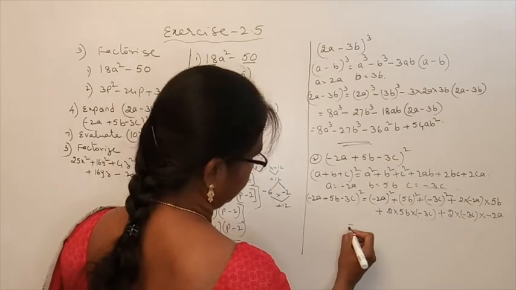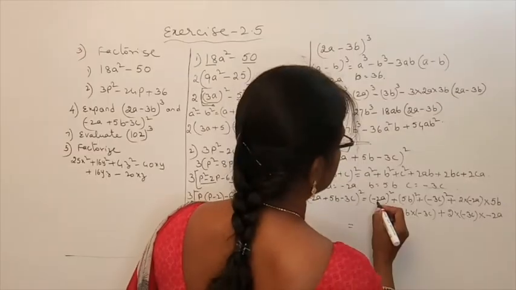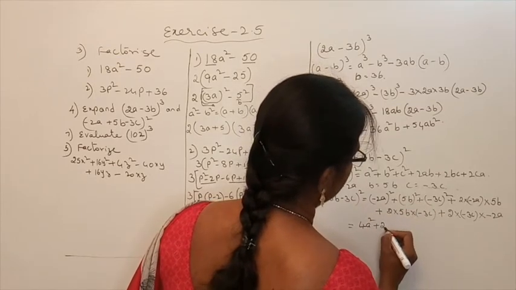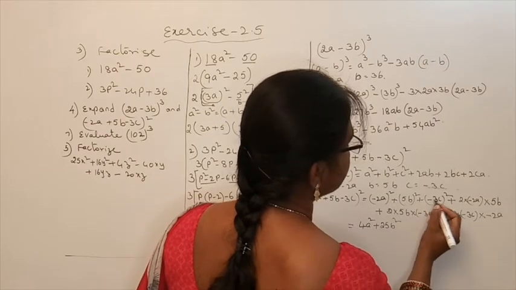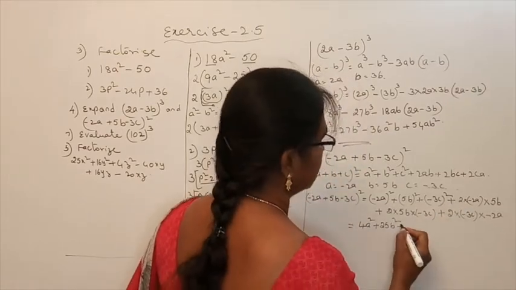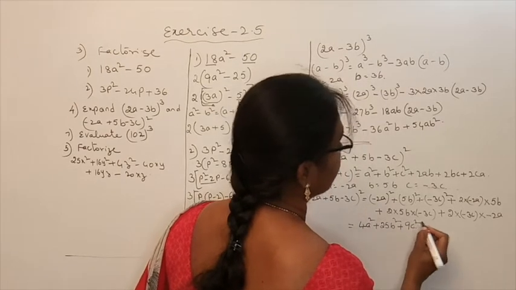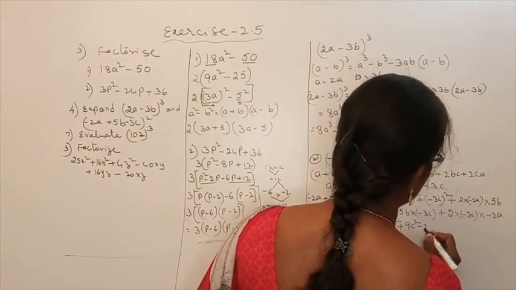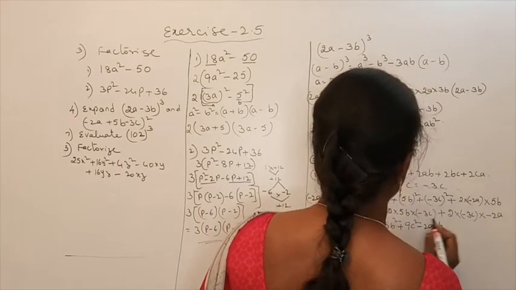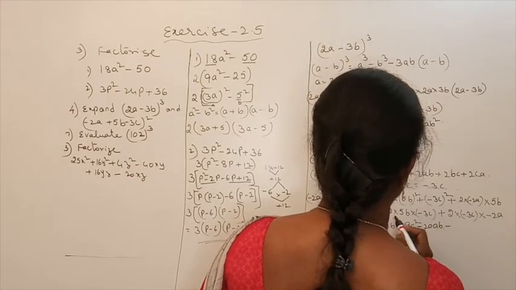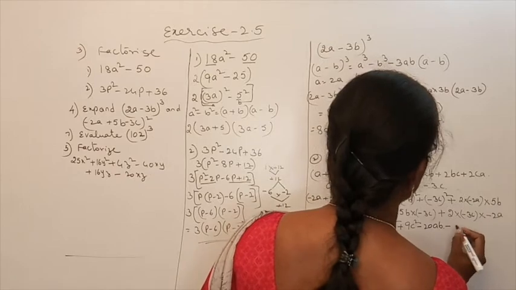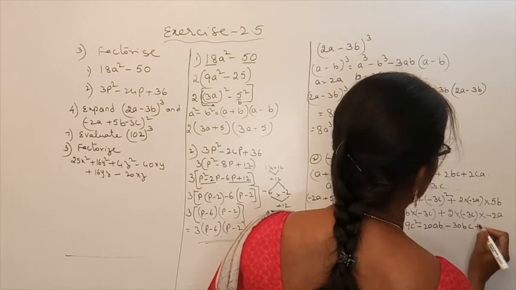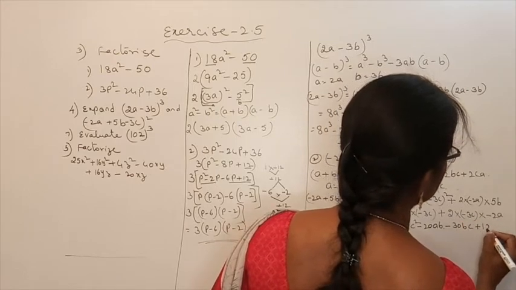Now we have to simplify. Minus into minus is plus. Then 2 square, 4a square, plus 5 square, 25b square. Minus 2 times means again plus you will get 3 square, 9c square. Plus into minus, minus 2 twos are 4, 4 fives are 20, ab. Plus into minus, minus 2 fives are 10, 10 threes are 30, bc. Minus into minus plus, 2 threes are 6, 6 twos are 12, ca.